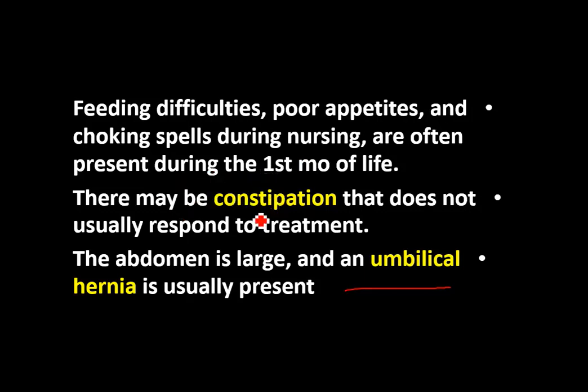There may be constipation that does not usually respond to treatment, and the abdomen is large and an umbilical hernia is usually present. So if there are signs of respiratory distress, apneic episodes, umbilical hernia, prolonged jaundice, and constipation in the infant or the neonate, we have to think about hypothyroidism.